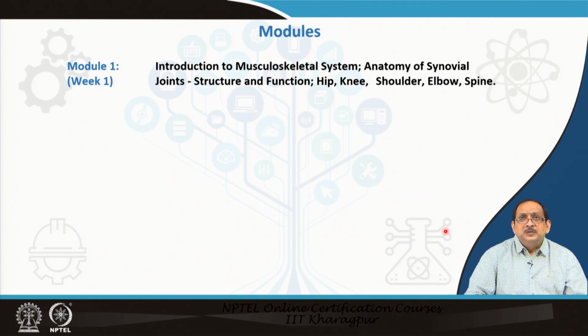Let us come to the modules and the topics included in each module. The course will be covered in 8 modules. It is an 8-week course. Each module is of approximately 2.5 hours of lecture, but this duration can vary from one module to the other. The first part of the course, which constitutes module 1 to module 4, will focus on the musculoskeletal system, human joints, human movement and joint kinematics.